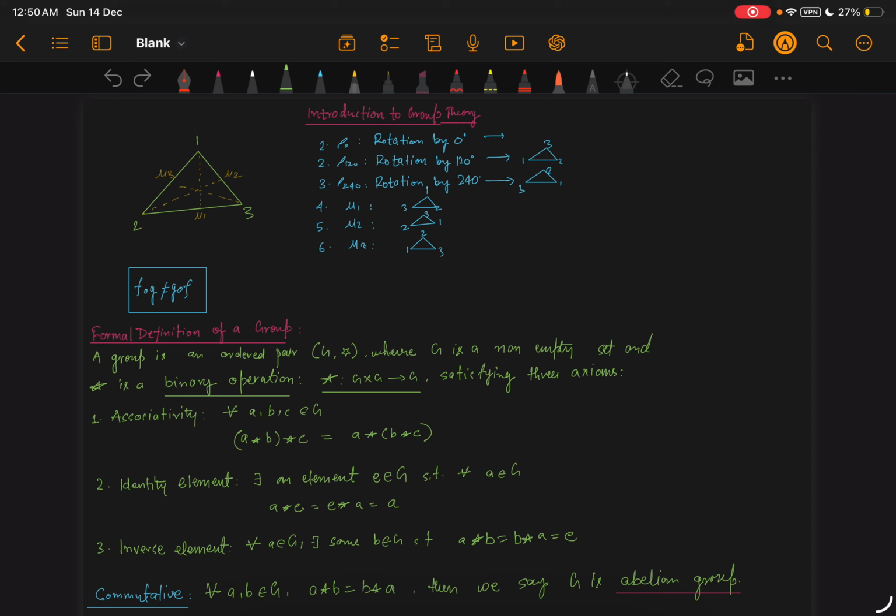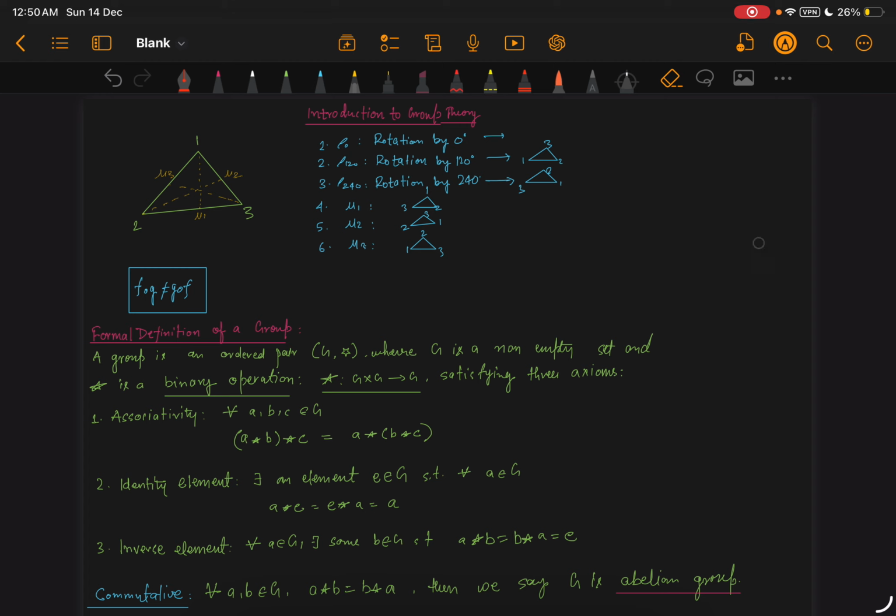You can easily check composing rho 120 with rho 240 is nothing but rho 0, and rho 240 with rho 120 is rho 0. So these two are inverses of each other, and the inverse of rho 0 is rho 0 because it's basically doing nothing.